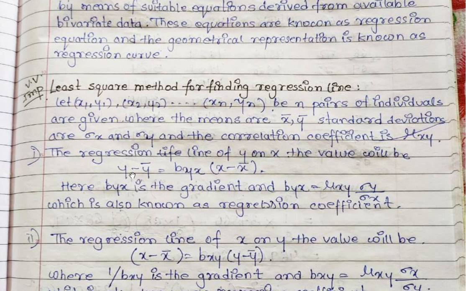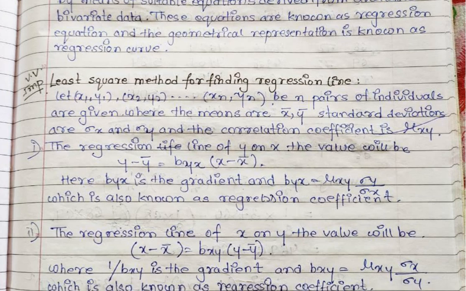Obviously you can see that it represents the equation of a straight line, y equals mx plus c. So if it represents the equation of a straight line, then byx is the gradient of the straight line. So what is the value of byx? Byx equals rxy sigma y by sigma x. You have to remember all these values very well.